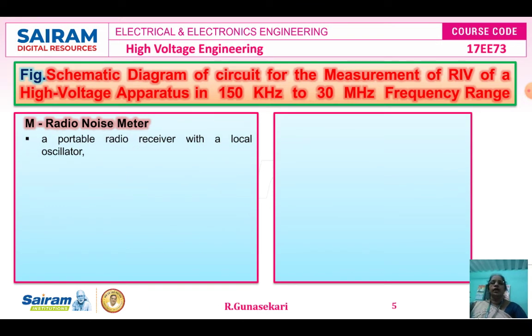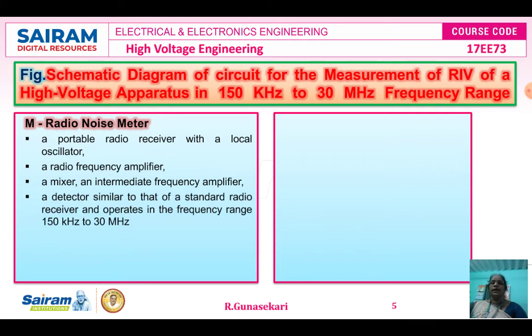Then this circuit diagram consists of a radio noise meter. This radio noise meter consists of a portable radio receiver with a local oscillator, a radio frequency amplifier, a mixer and intermediate frequency amplifier, and a detector similar to that of a standard radio receiver, which is operated in the frequency range 150 kHz to 30 MHz.